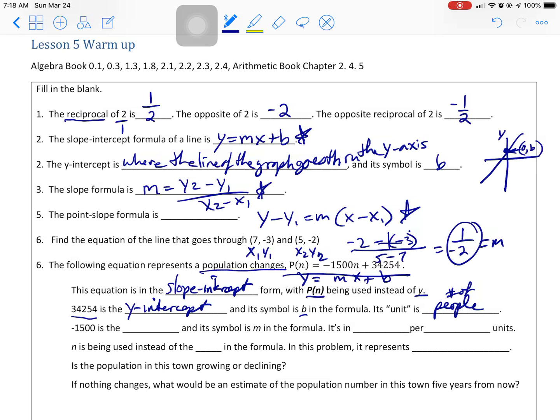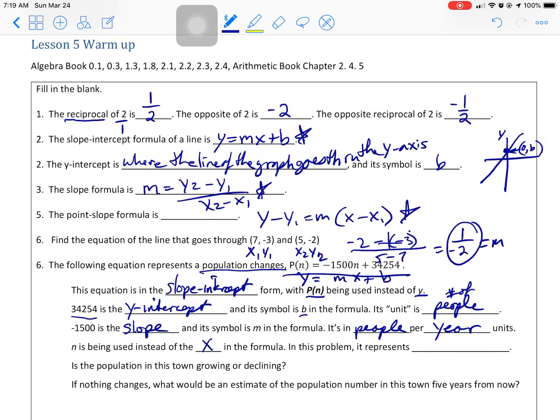The negative is the rate or the slope, and its symbol is m. It is in, let's see, population changes, so N must be, it goes down. So look at this. This is a rate that's decreasing. If that's the start population, it's decreasing this much per year. So people, town's dying, it's going down 1,500 people a year. And n is being used instead of the x in the formula.